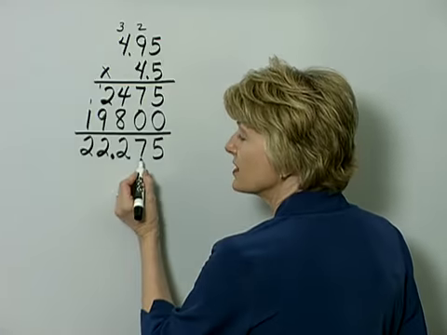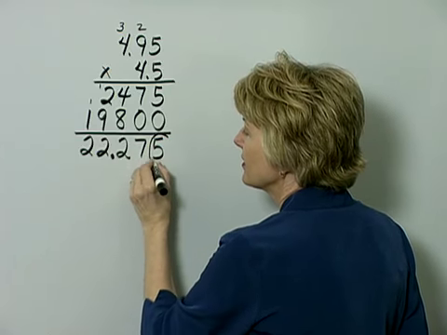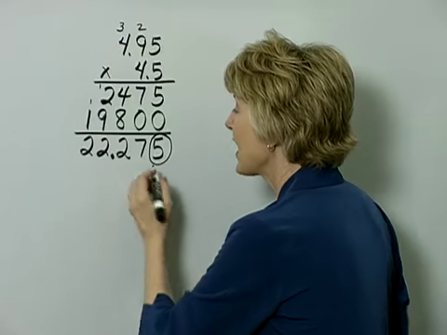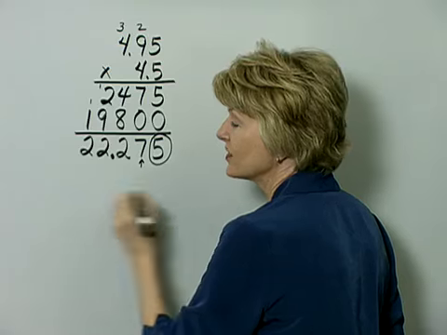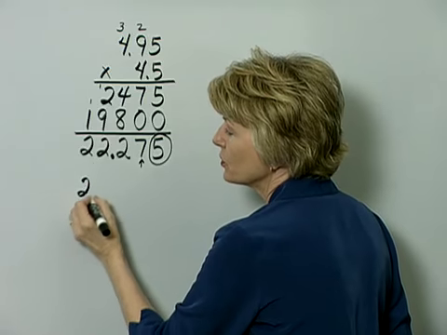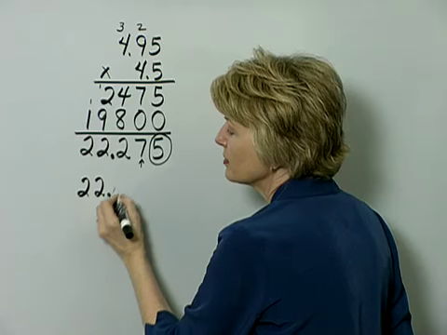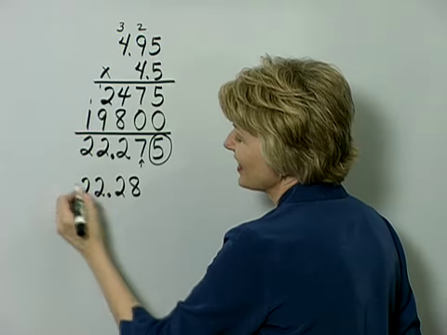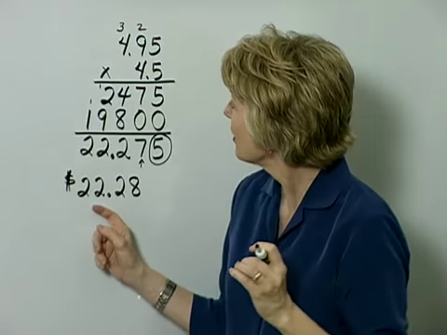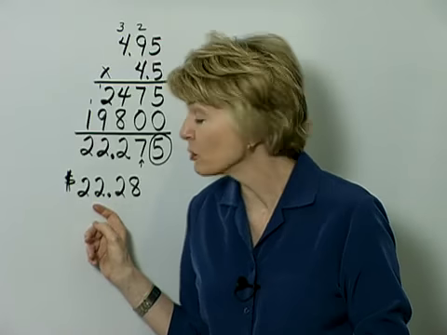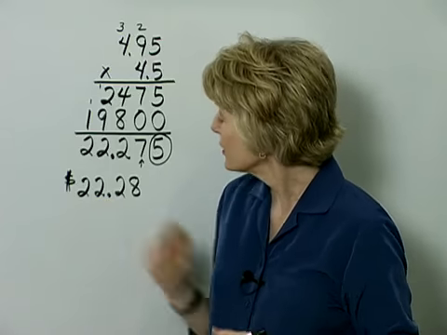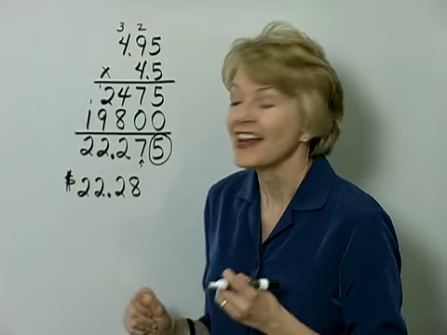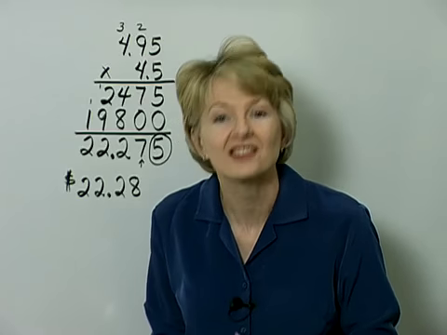If I want to round to the nearest hundredth, I look at this digit, it's 5 or greater, so I add 1 to this digit, and rounded I would have 22.28, because 7 plus 1 is 8. So the amount for 4 5/10 yards of fabric is approximately, because we did round, $22.28. Now try some decimal applications on your own.